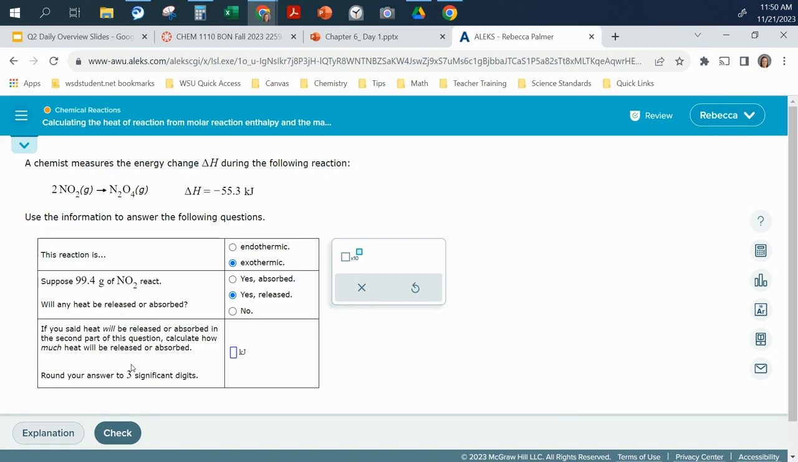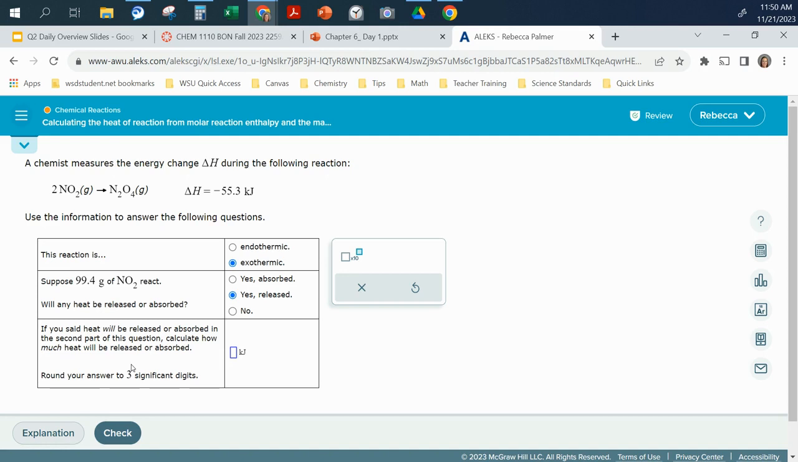So this is where we're gonna look at the units on the numbers. This equation tells me, 99.4 grams of NO2 reacts. So let's write that down. That's what they gave us. 99.4 grams of NO2 react. Okay. This chemical equation is telling me that for 2 moles of NO2, we get out negative 55.3 kilojoules.